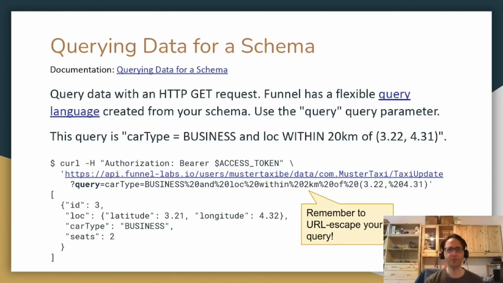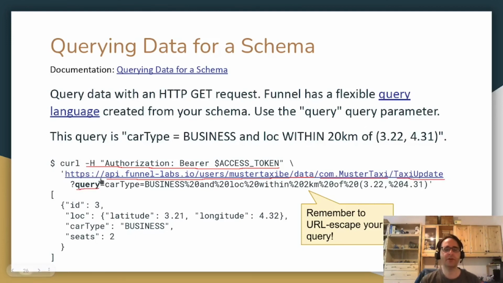So how do you actually do it? The way you do it is pretty basic. In this case, you authenticate like normal, and we actually use the same URL like we used last time. It's api.funnellabs.io, users, Mr. Taxi, and then you say data, and you have the namespace, com.mrtaxi, the data type, taxi update, and then you say query as the query parameter.